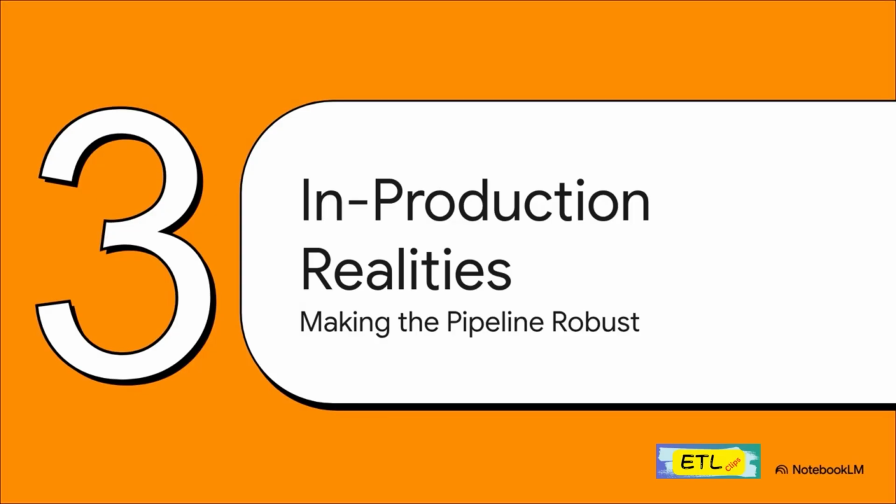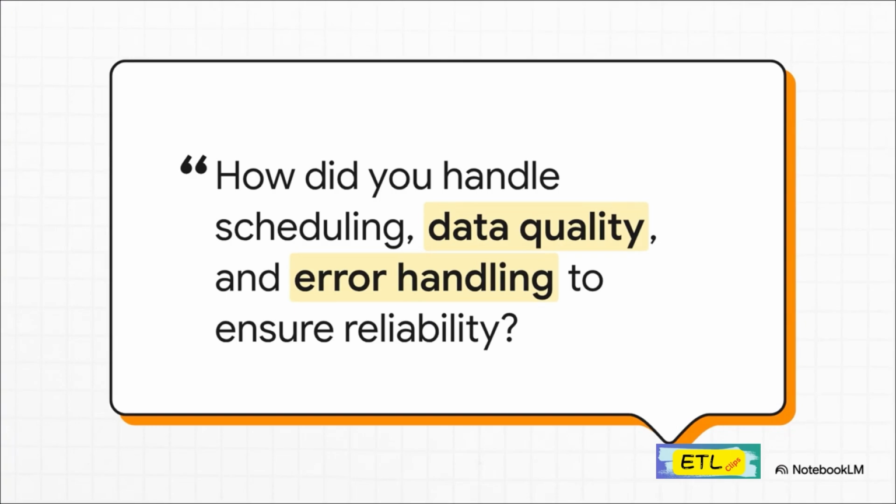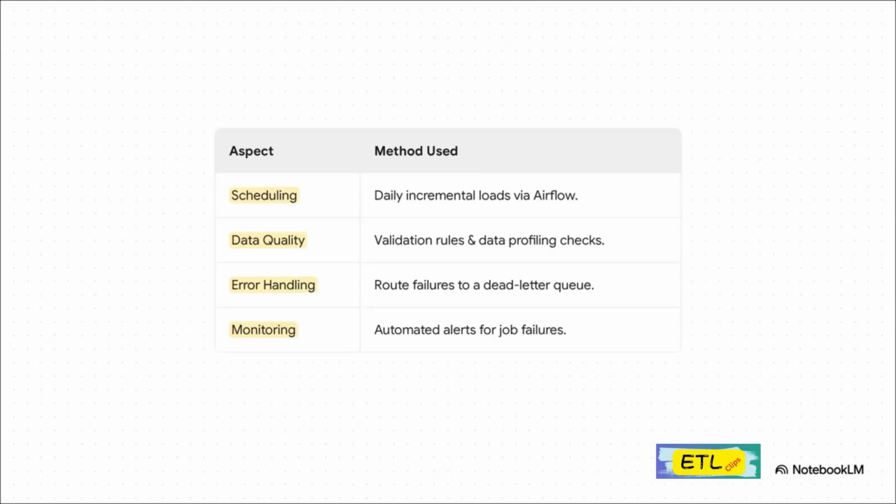Now this next part is really what separates a good answer from a truly great one. I mean, building a pipeline is one thing, but making it reliable enough for production, that's where you really show your senior level thinking. This question is all about operational excellence. Can they trust you to build something that's not going to break in the middle of the night? That's a super important point.